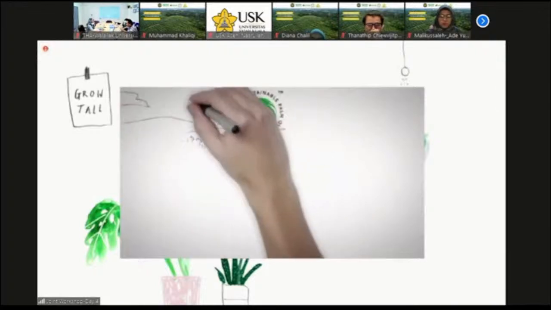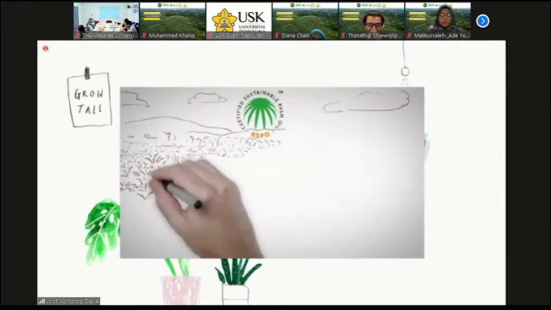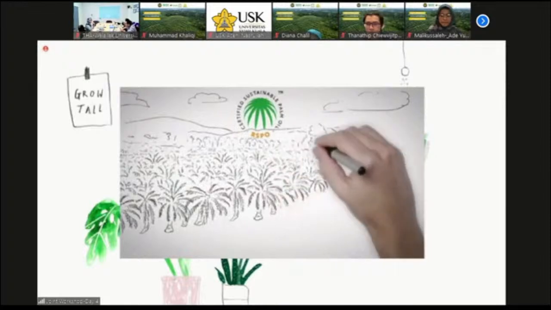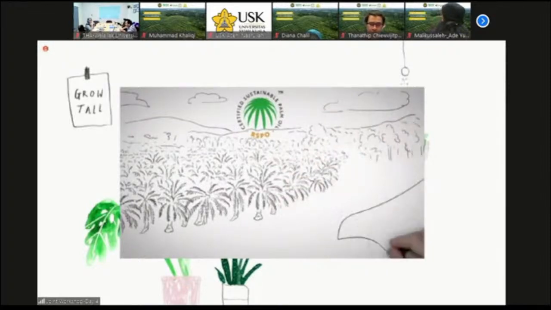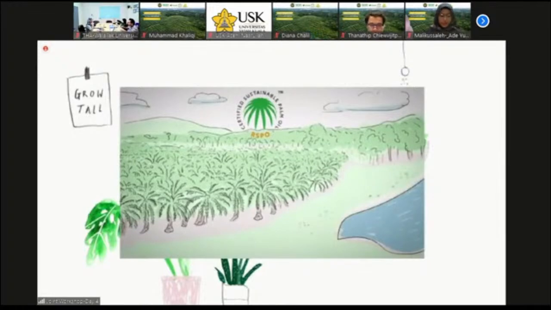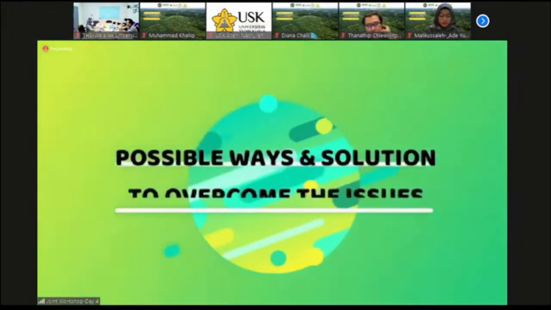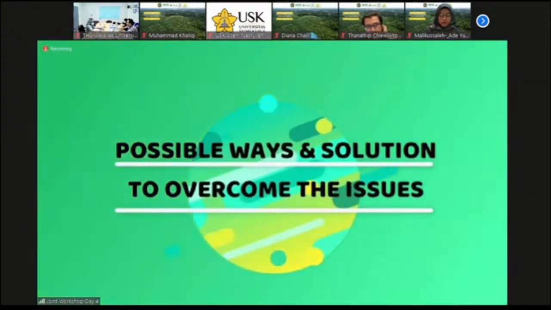From a social perspective, the adoption and impact of certification on smallholders from various aspects, including livelihood, management, compliance with certification, and agricultural practices, has been widely explored. So here are some of the possible ways and solutions that need to be highlighted and can be done.